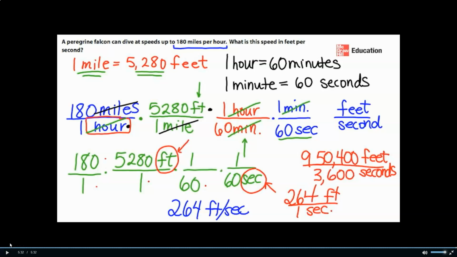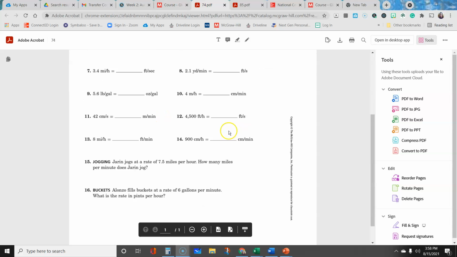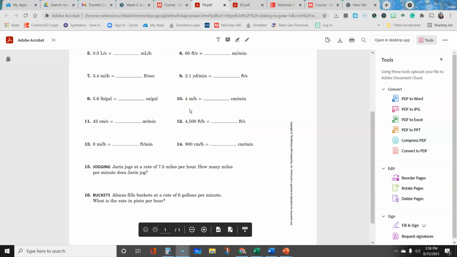Okay, let's look at the worksheet we're going to be doing today. You are going to be doing lesson 3 skills practice, convert unit rates. So you're going to convert 660 feet per minute to feet per second, and so on. You have 16 problems. You may work with a partner, but remember, I don't want one partner not doing anything. I want you both working on the same problem. Please don't go, I'll do 1, you do 2, I do 3, you do 4. I want you both working the problems and then comparing your answers.